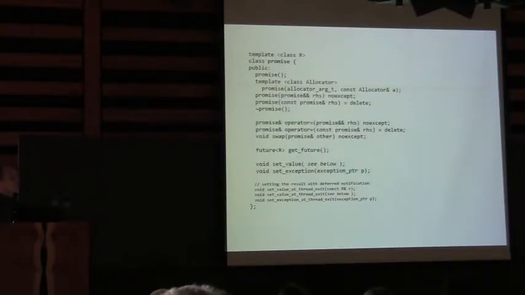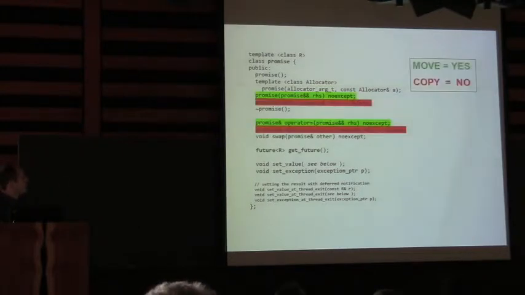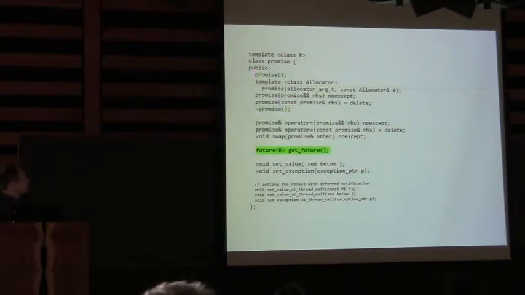Just forget I said that because it doesn't make any sense, right? But I'll come back to it. So there's this other half, because I said at the beginning, future promise, right? There's the promise half of the equation. Same thing, it's movable but not copyable. Constructor, destructor, pretty normal stuff.